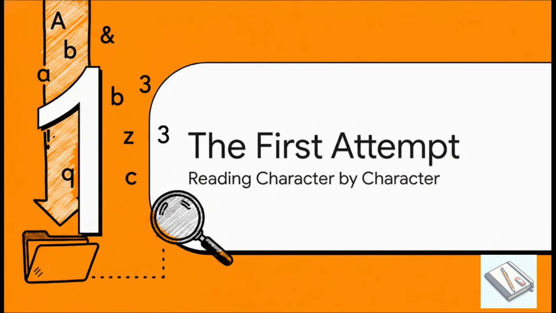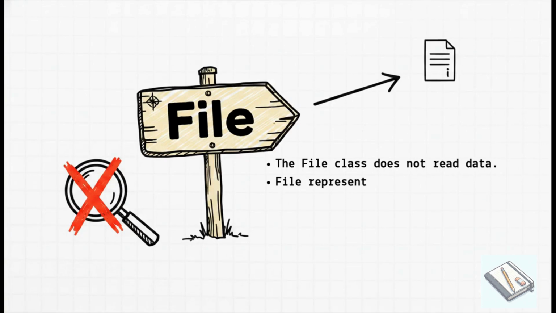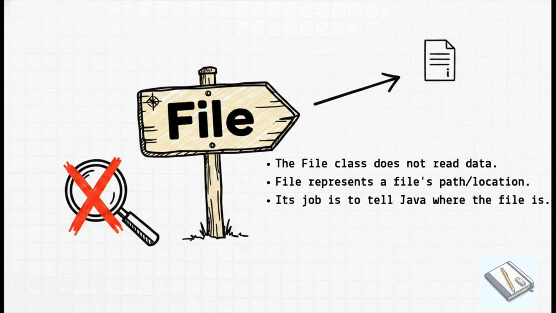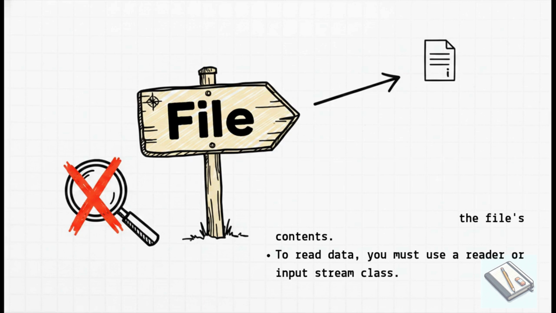So, how do we actually tap into this stream? Let's walk through the most basic approach, which is reading a file one single character at a time. First off, let's clear up something that trips up a lot of developers. There's a class called File, which seems like the obvious place to start, but if you look at its methods, you'll see there's no read. That's because its job isn't to read the data. Its job is just to represent the file's path. It tells you where the file is, not what's inside it.